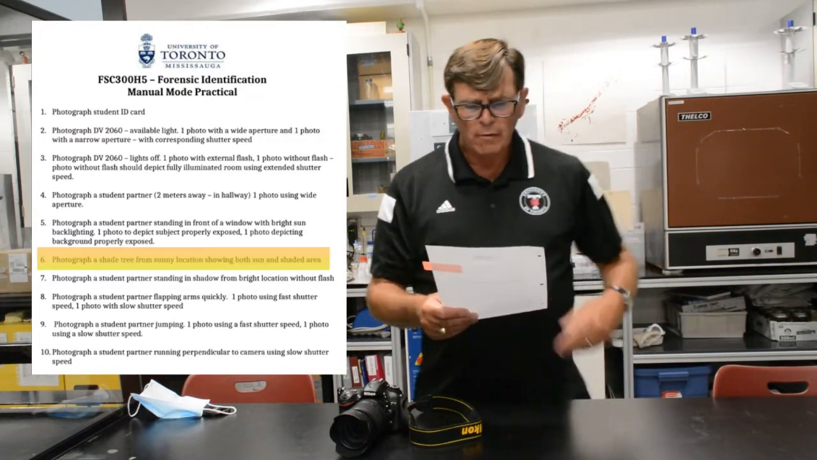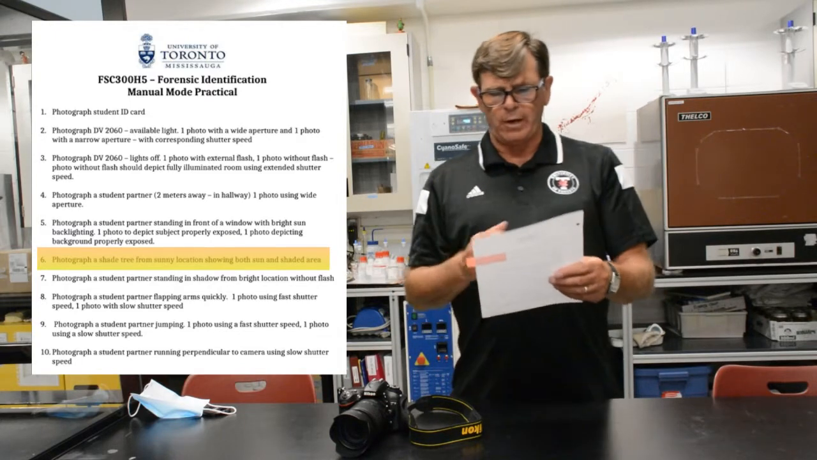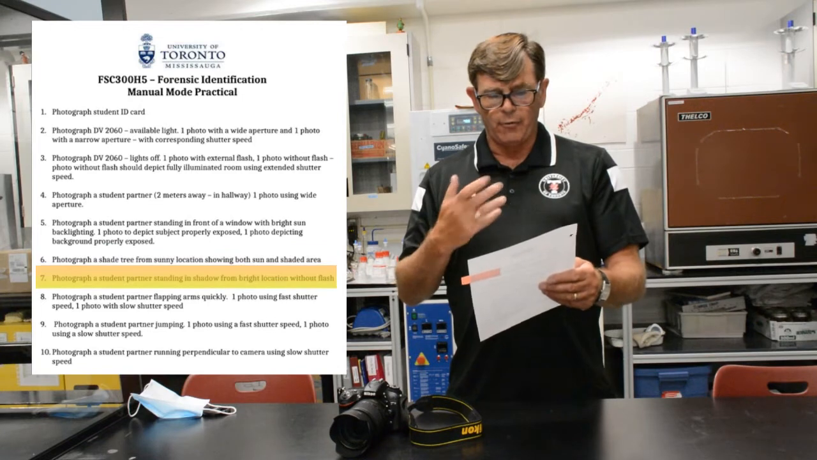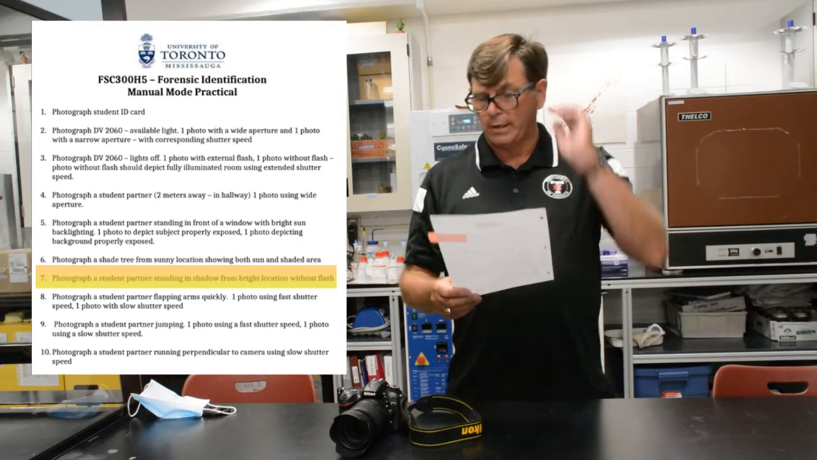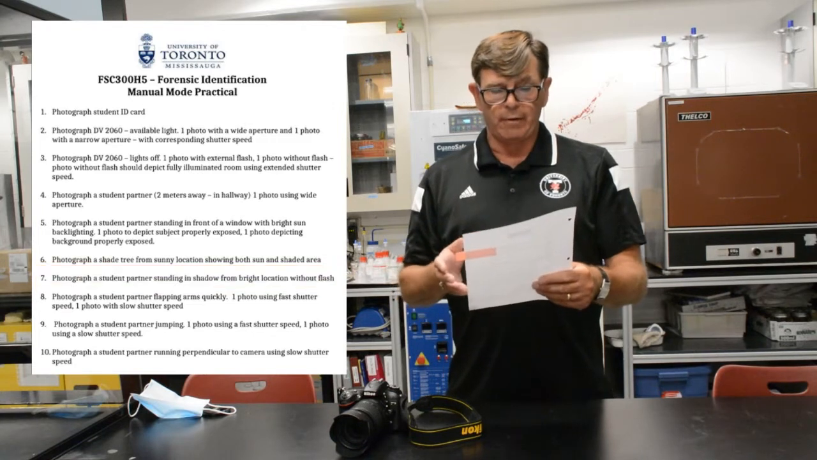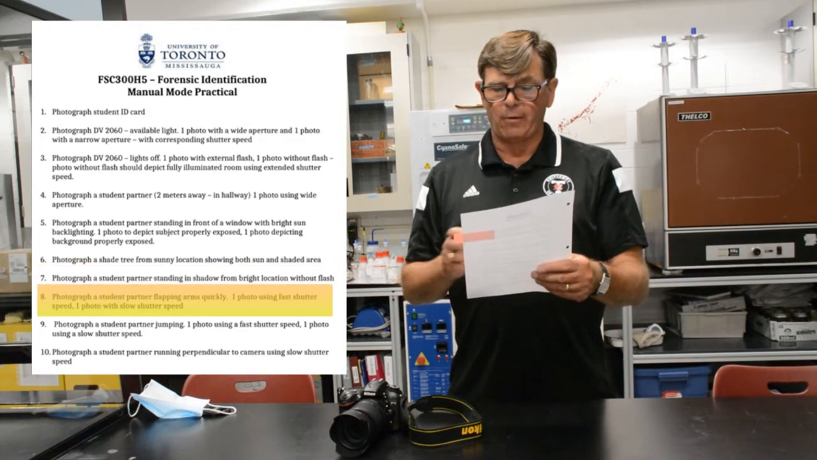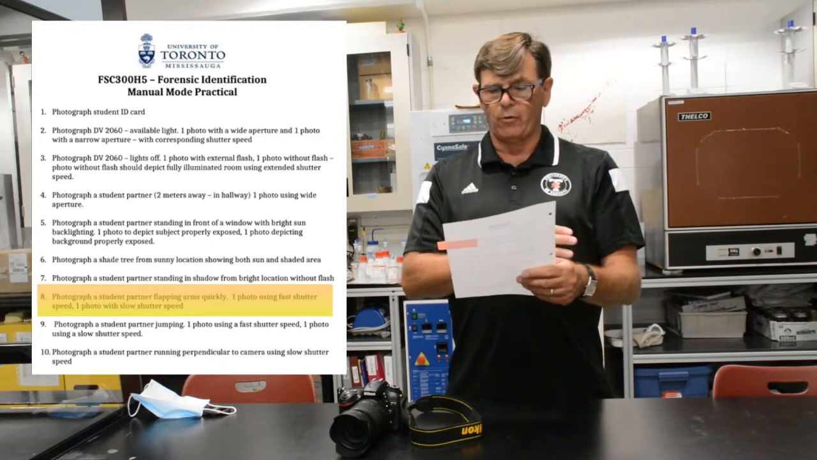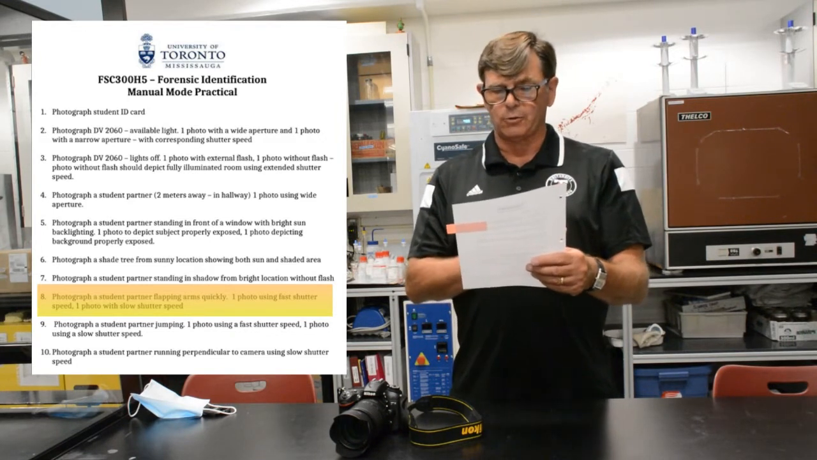Number 6, photographing a shade tree from a sunny location showing both sun and shaded area, as we did last week. Number 7, photographing a student partner standing in shadow from a bright location without the flash. Number 8, photographing a student partner flapping their arms quickly. One photo using a fast shutter speed, one photo using a slow shutter speed.